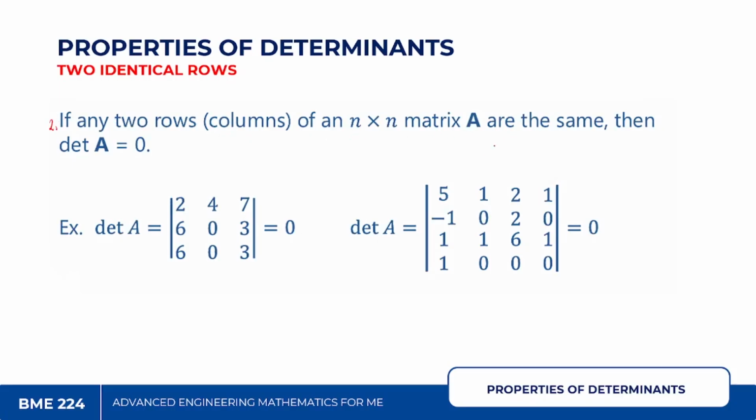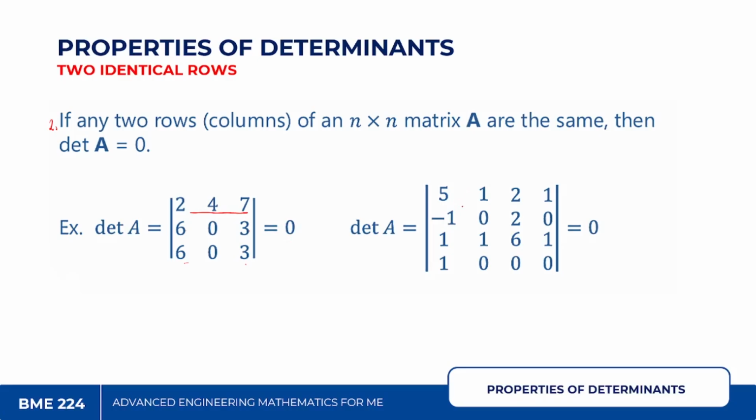For the second property, if any two rows or columns of an n by n matrix are the same, then the determinant of that matrix is 0. So for example, we have 2, 4, 7, 603, 603. Row 2 and row 3 are the same. When that happens, the determinant is automatically 0.